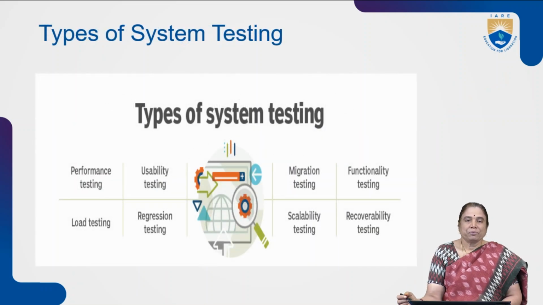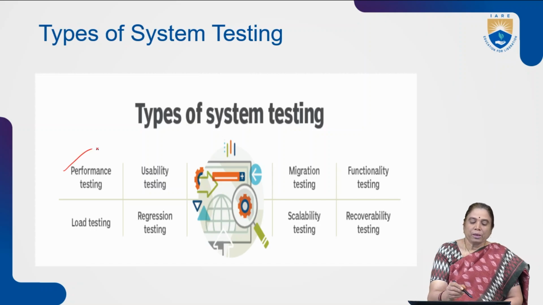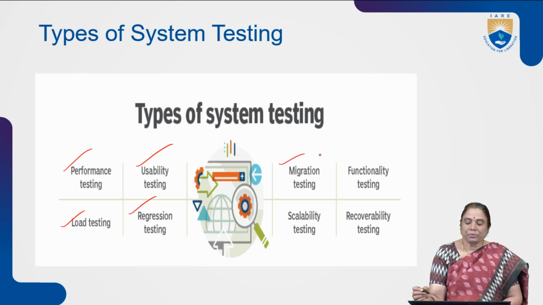What are the types of system testing? Performance testing, usability testing, load testing, regression testing, migration testing, functionality testing, scalability testing, recoverability testing. If you observe the types, the testing process may comprise taking care of the functionality as well as the non-functional features of the software.